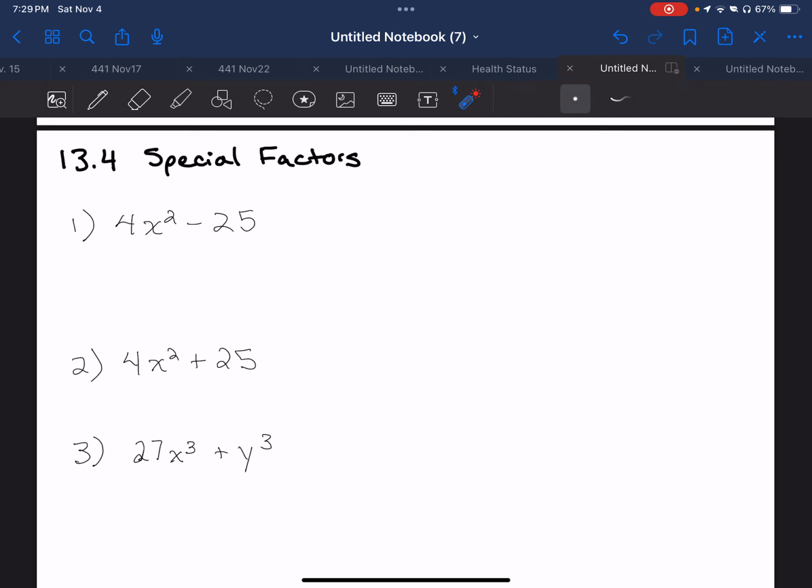So the first one, we have 4x squared minus 25. You could think about it as there's 0x in the middle. We're going to need to have things canceling out. So let's see how we might factor this. 4x squared could be 2x times 2x or 4x times x. But what I'm noticing, so it's special, is 4 is a perfect square, x squared is a perfect square, 25 is a perfect square.